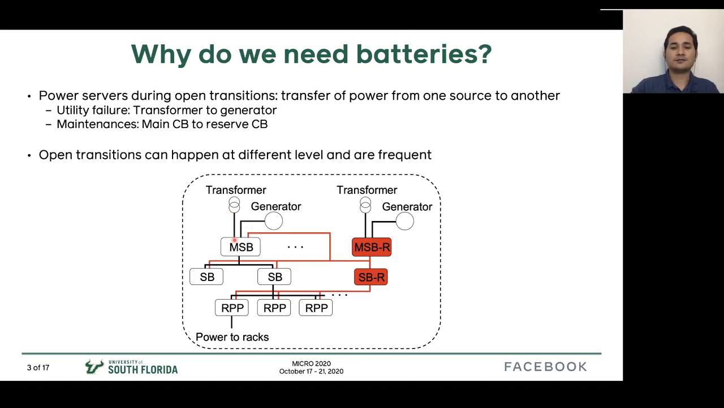However, in case the utility fails, the backup generator picks up the load, and this can take 10 to 20 seconds. Hence, there is a transfer of power from utility to generator power during utility failure. Similarly, during maintenances, the MSB is replaced by a reserve MSB, and during that transition the racks within the circuit breaker lose power for a brief period of time. Batteries are used during such open transitions. Such open transitions can happen at different levels at the power hierarchy and are frequent in large-scale data centers.